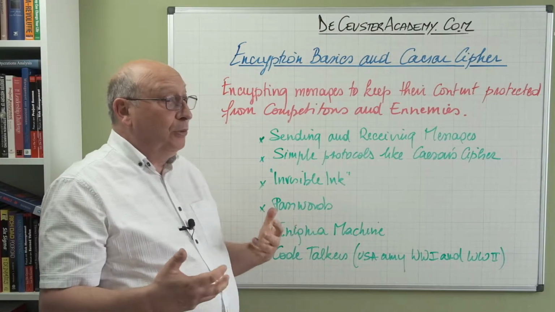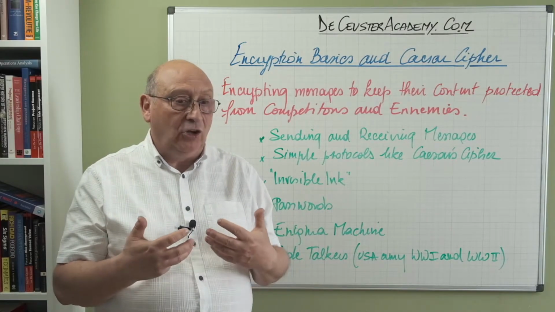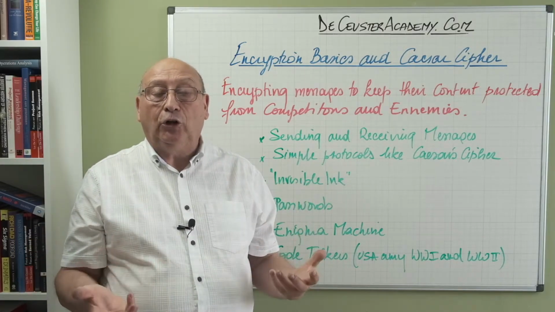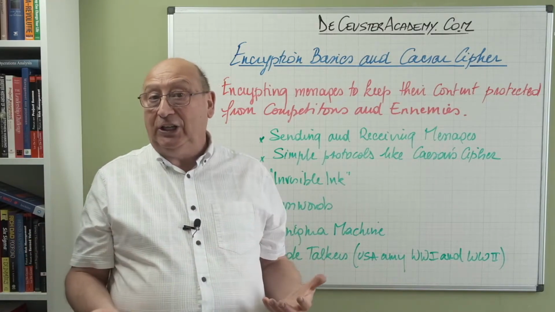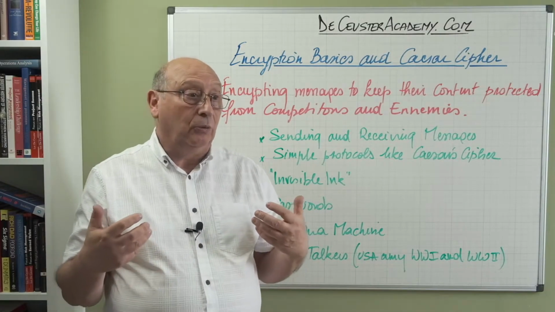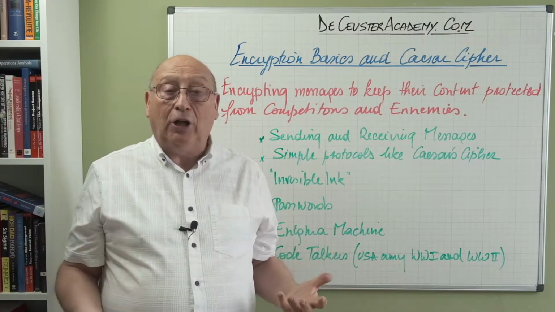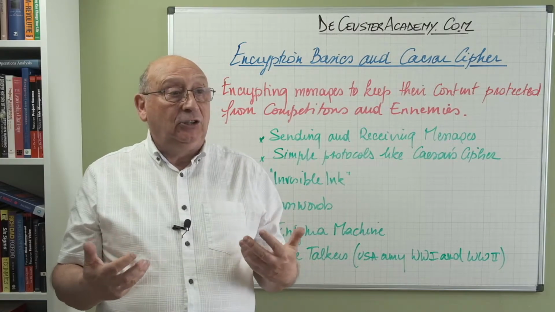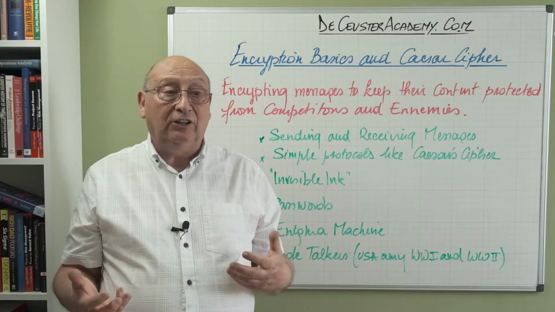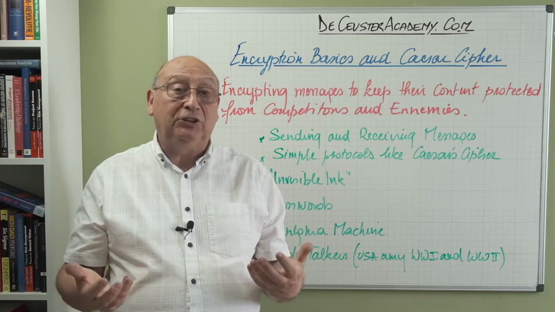Now, what we want to do is send and receive messages between parties. We want to send something from a person A to a person B without other people being able to read what you do. Now, there are simple protocols. One of the very simple protocols that was used already 2000 years ago and before is what we call the Caesar cipher. Julius Caesar was using a very simple cipher method by changing the letters according to a specific pattern.